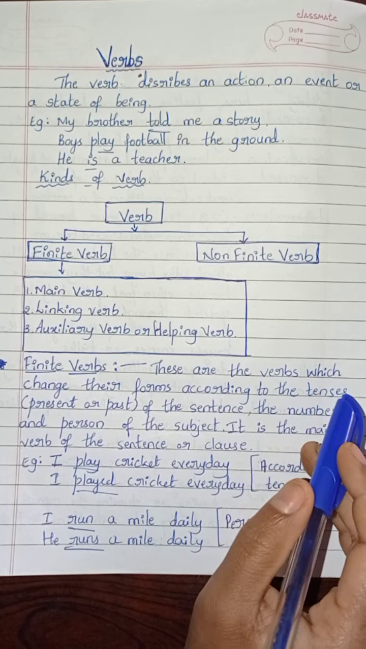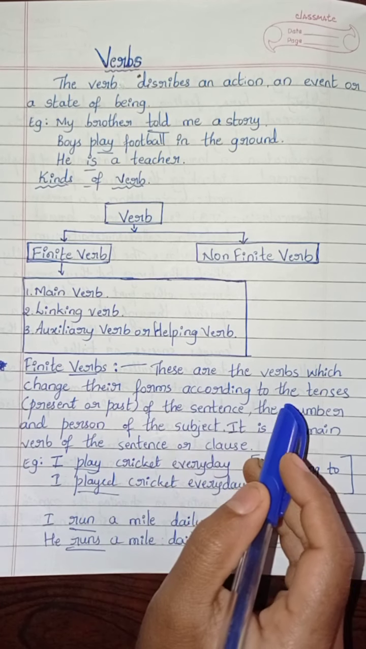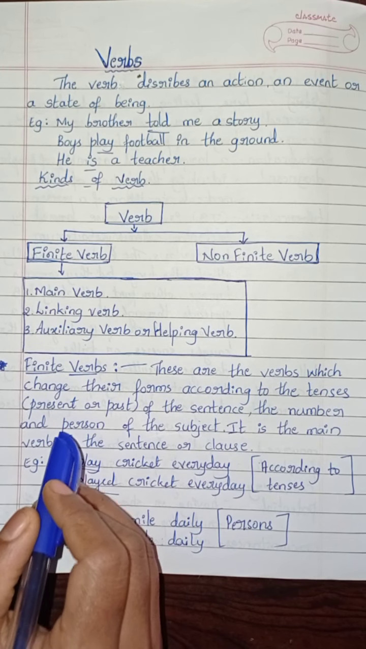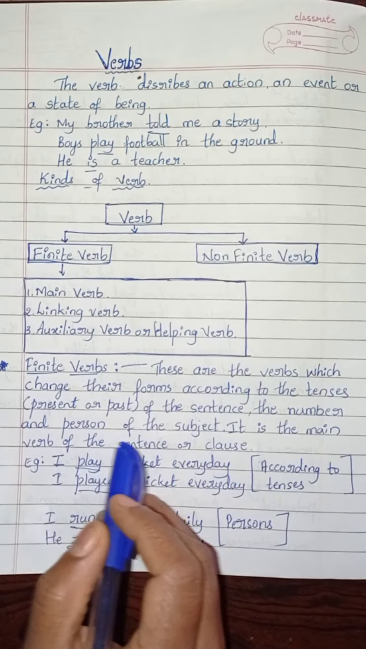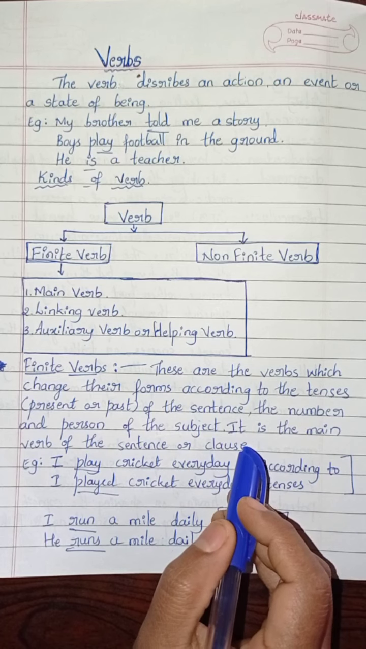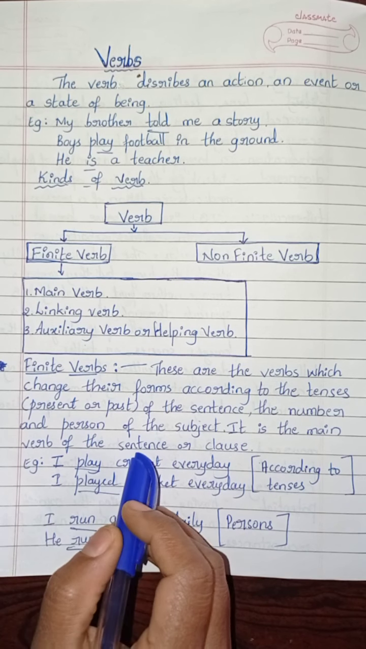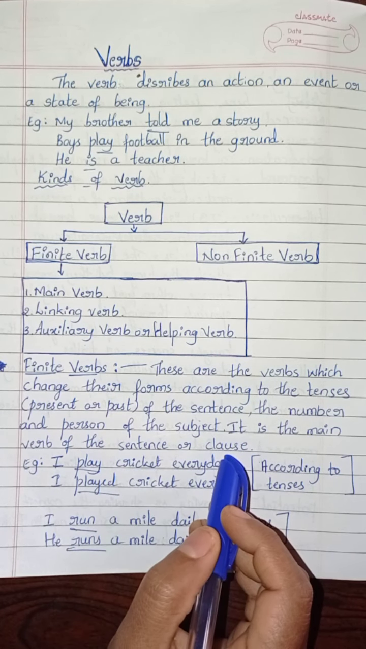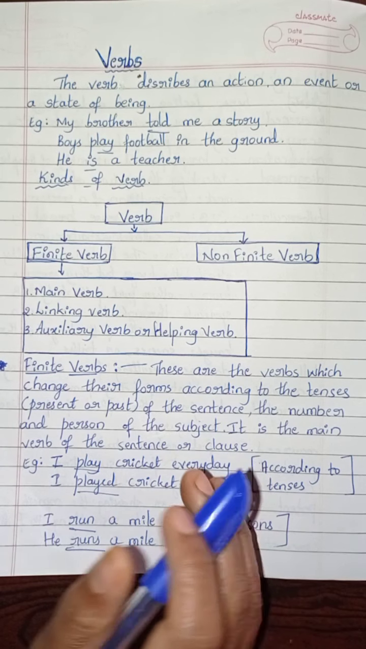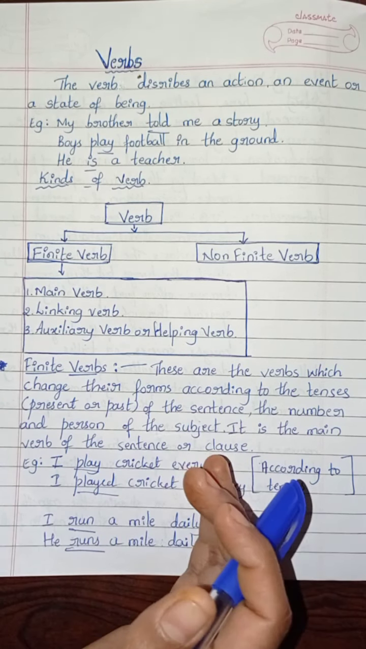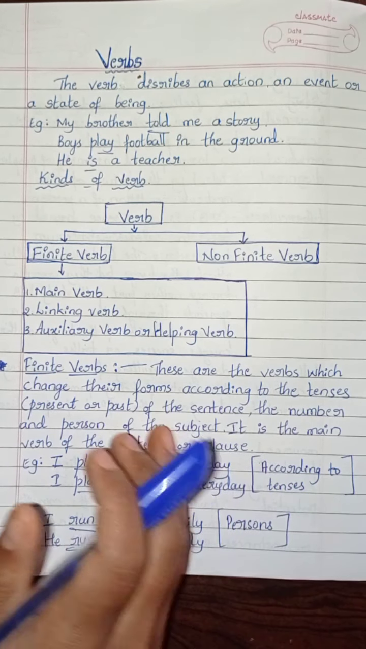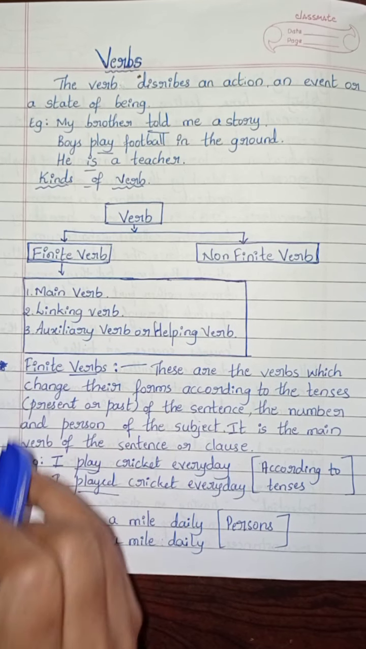These are the verbs which change their forms according to the tense, present or past, of the sentence, and the number and person of the subject. It is the main verb of the sentence or clause. Understood? The verb which changes according to the tenses, number or persons is called a finite verb.